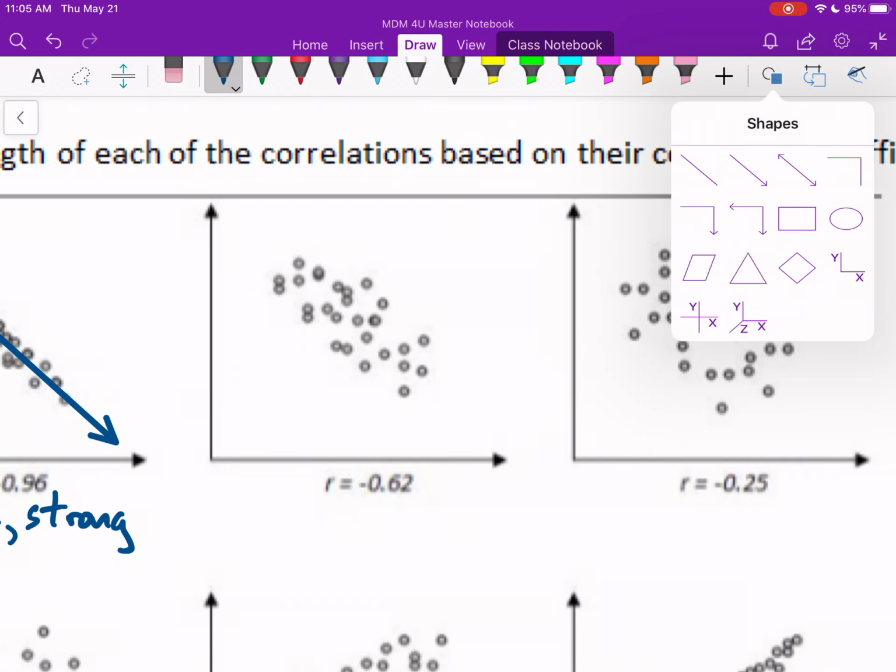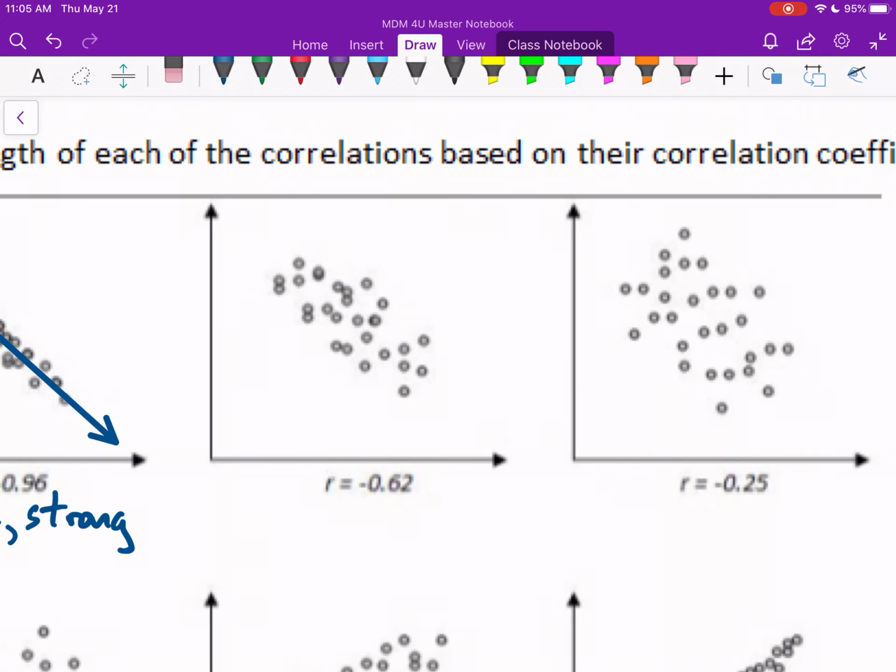For the next one, again, negative is definitely going downward from left to right, but it's a bit more spread out, so I'd call that one moderate negative.